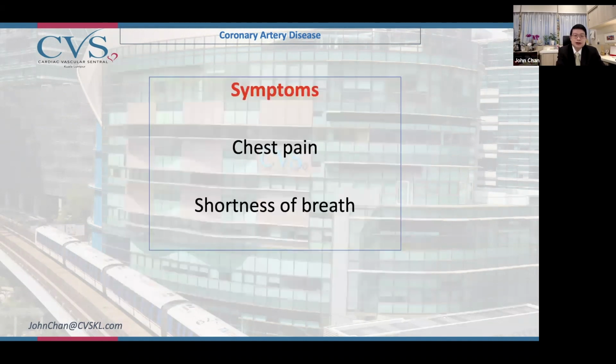If you have this condition, you can present with chest pain and shortness of breath. These are the most common symptoms affecting patients with coronary artery disease.